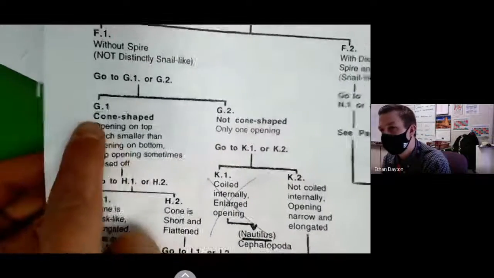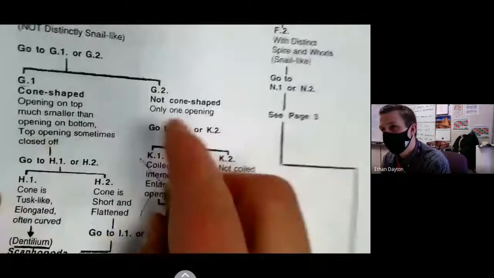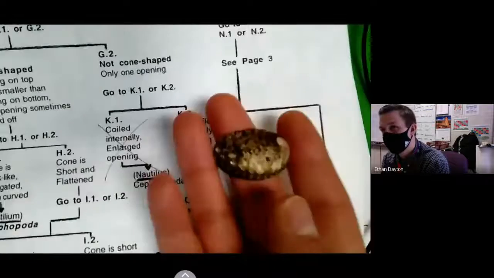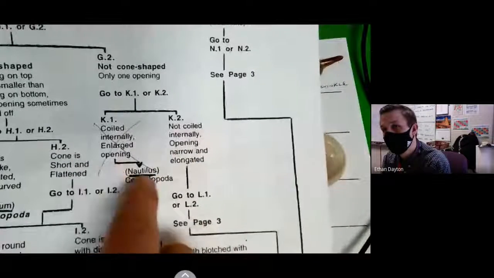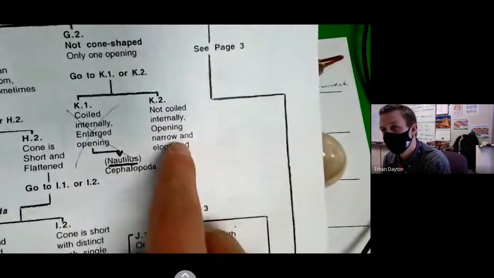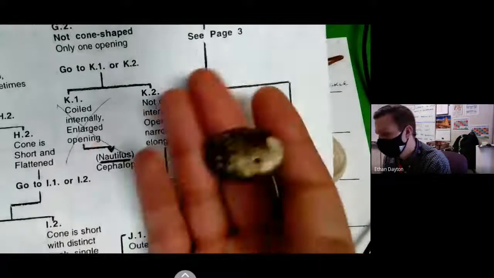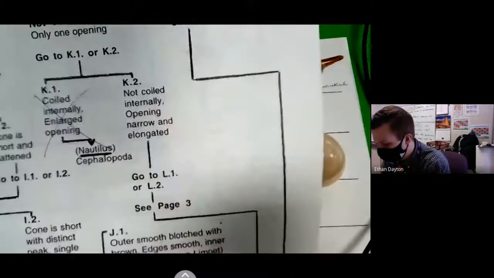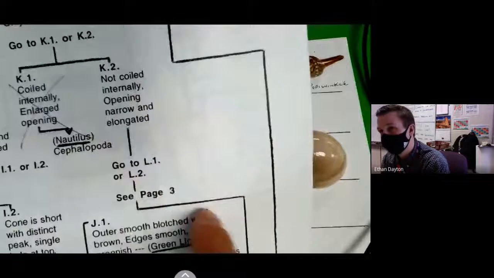Is it cone-shaped? Now we can eliminate that right there. It is not cone-shaped. There's only one opening. And we know it's not the chambered nautilus. It is not coiled internally. The opening is narrow and elongated. Okay? Now we got to go to L1 or L2. So we're in some uncharted waters.